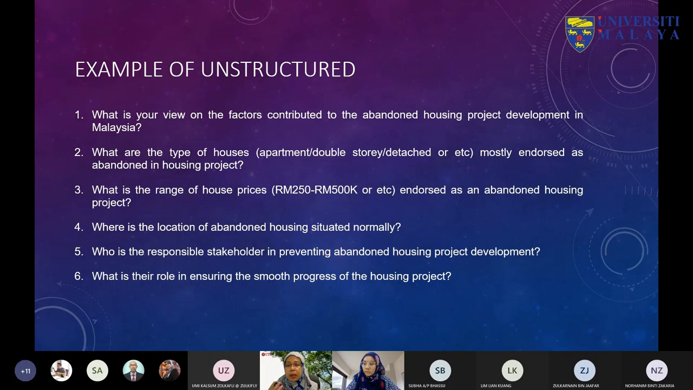So usually unstructured is generic question, and they do not belong to a certain category of question. If it's being categorized, usually it's structured or semi-structured. If it's not categorized, it's a very generic question, it is known as unstructured interview question. So what is your view? What are the types? What is the range? So generic question, just to initiate before we go further, like preparing a semi-structured interview or the emerging topic, the sensitive issue, so you can have unstructured interview question, like emerging exploration only.